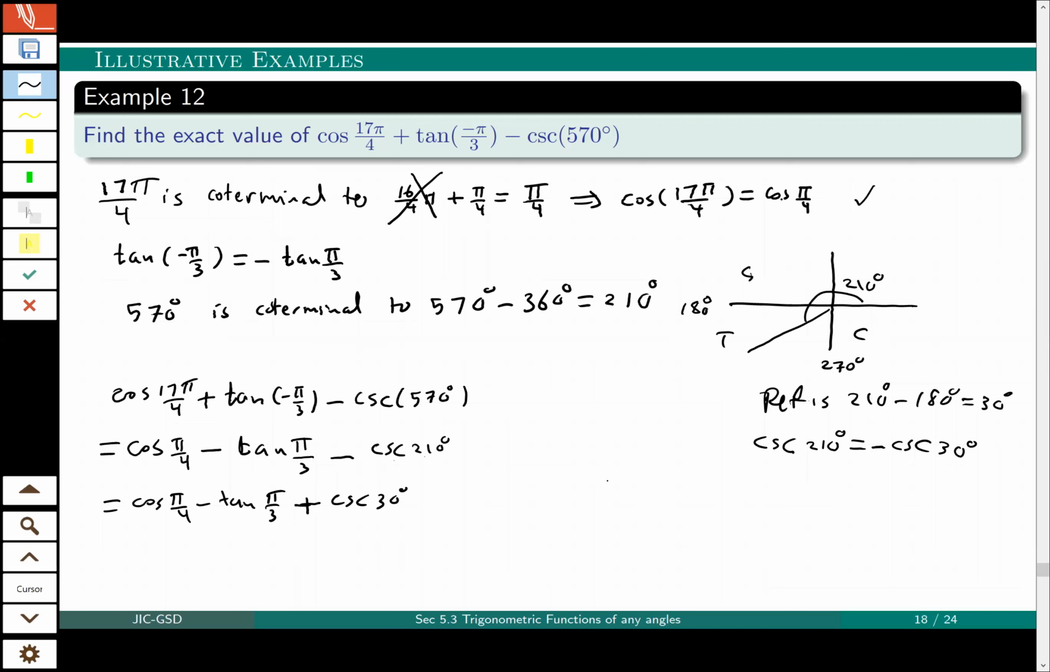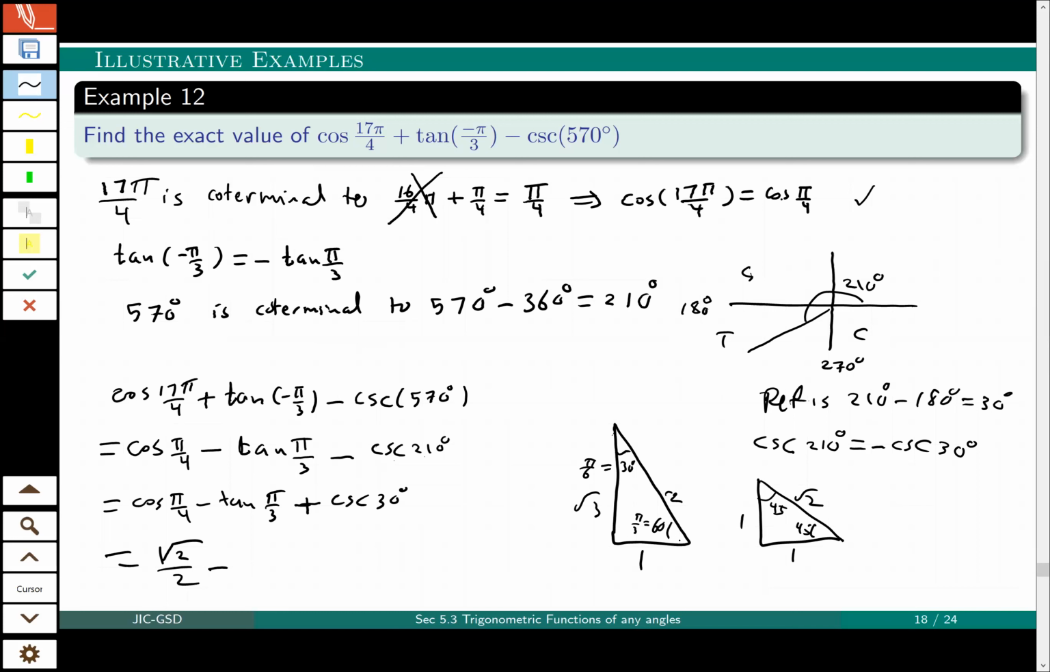Now we need the two famous triangles, which have to be written in our brain like our name. This is 30 degrees, that is 60 degrees, 2, 1, square root of 3. 45, 45, 1, 1, square root of 2. Cosine pi over 4 is root 2 over 2, or 1 over root 2. Tan pi over 3, by the way, means this is pi over 6, that's pi over 3. So tan, opposite over adjacent, will be root 3.